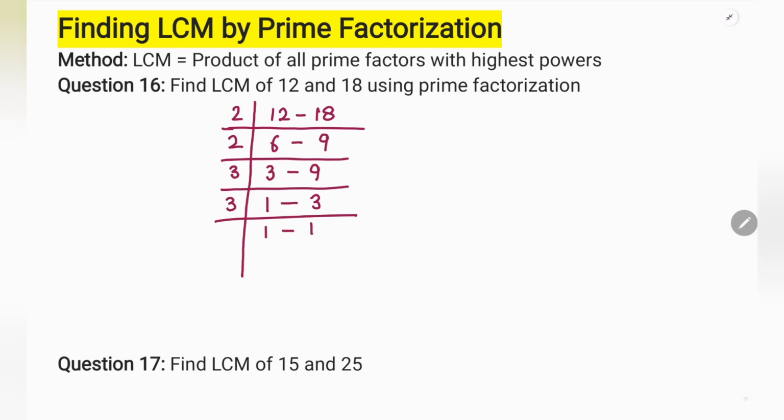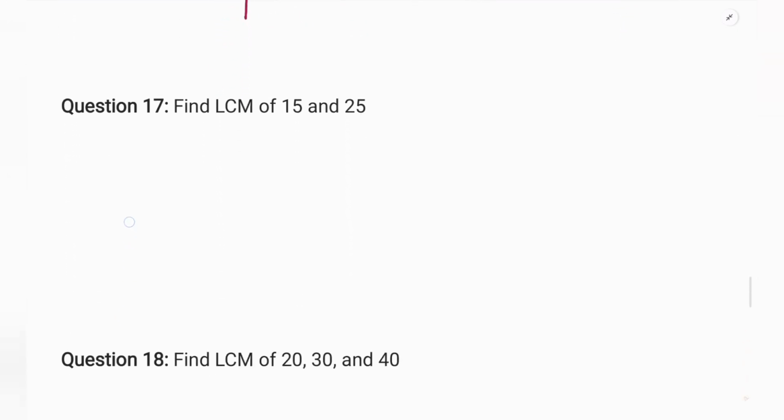So this is our answer. Here we will stop and write all these numbers: 2 times 2 times 3 times 3. 2 times 2 is 4, 4 times 3 is 12, 12 times 3 is 36. This is the LCM. Is it hard? Not at all. We just need to practice, okay? If you practice, you can master this.